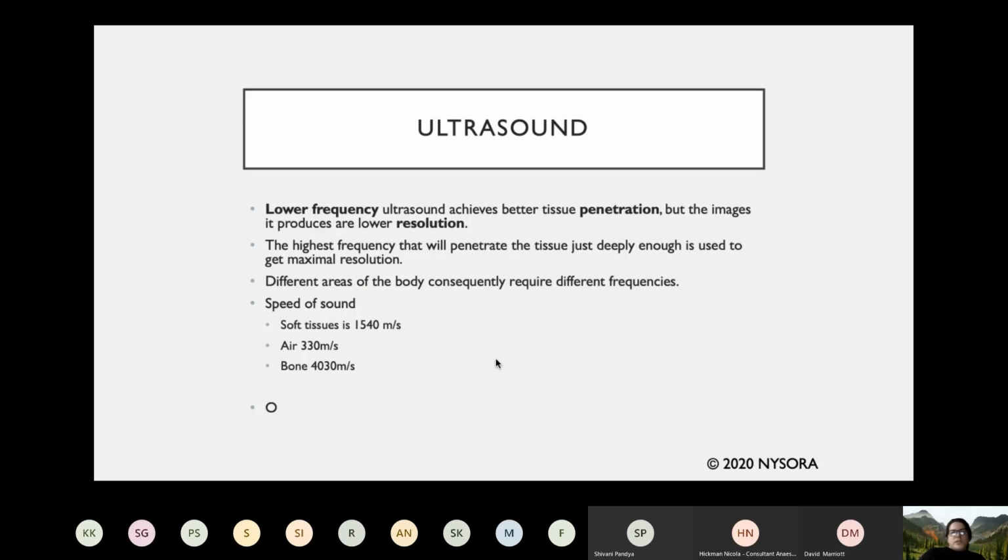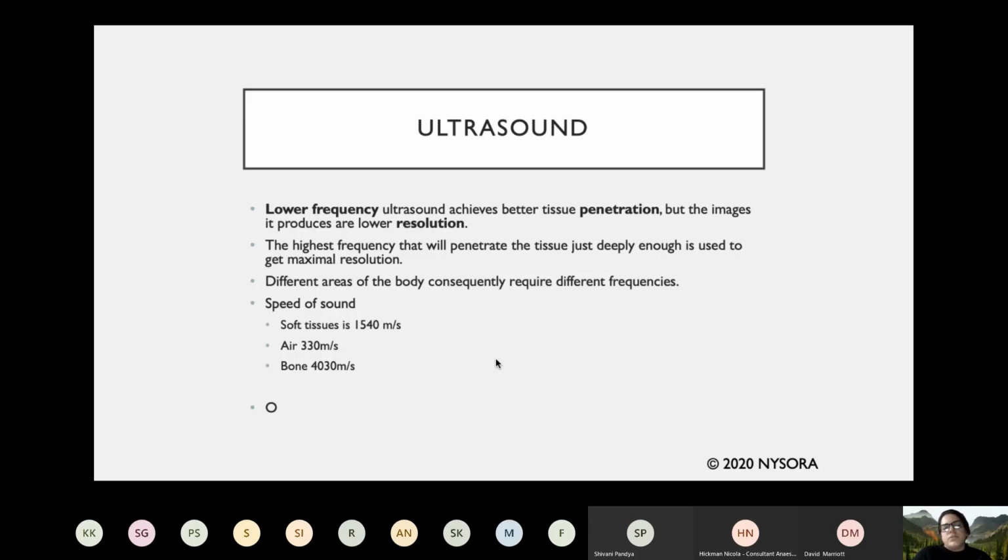Lower frequency ultrasound achieves better tissue penetration. If you think about a sound wave, the frequency is how many times the sine-like wave can occur in 1 second. If you've got lots of cycles in 1 second, the frequency is high, and if you've got fewer cycles in 1 second, the frequency is low. If the frequency is high, that sound wave is passing through tissue quite a lot, so it's more likely to become attenuated more quickly. But because it's passing through the tissue a lot, it's giving the probe much more information about the tissues it's passing through, so you'll get better resolution with higher frequency.